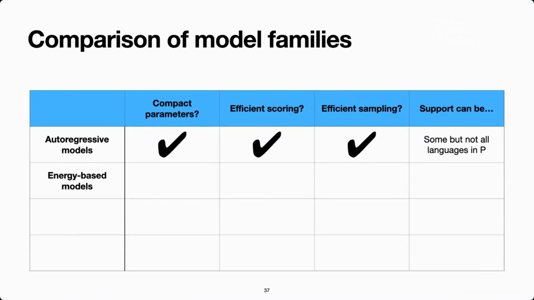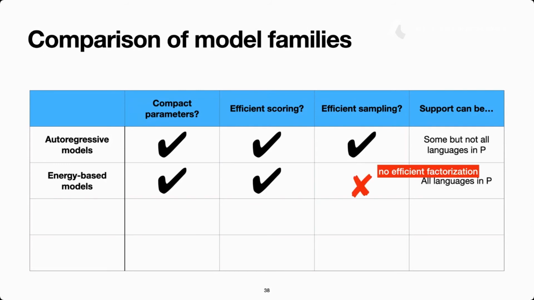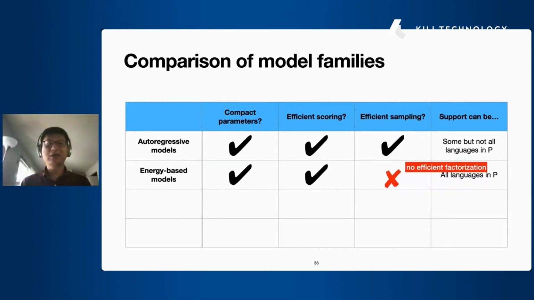At the beginning of the talk, we already introduced energy-based models. Since these models do not factorize, they don't need to worry about the NP-hard factor computations of autoregressive models. But also because they don't factorize, it is hard to sample from such models.